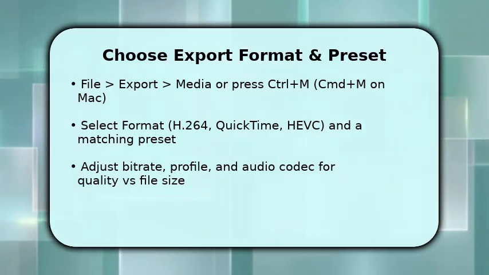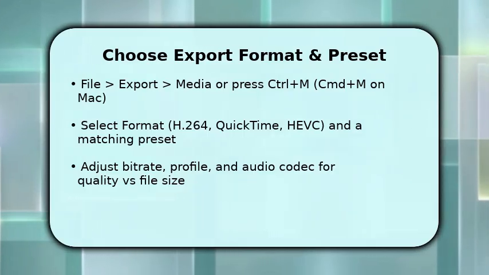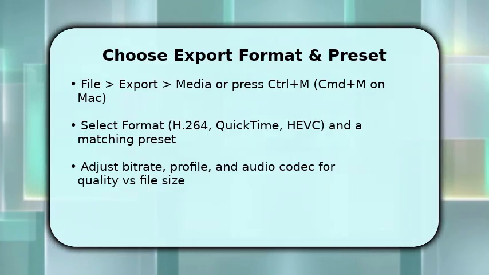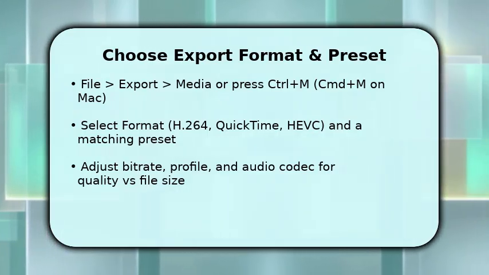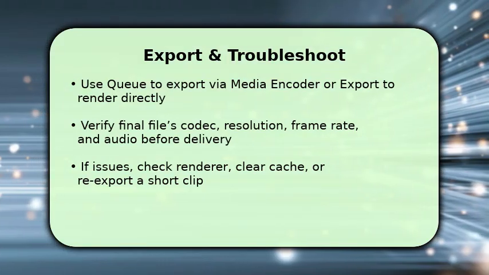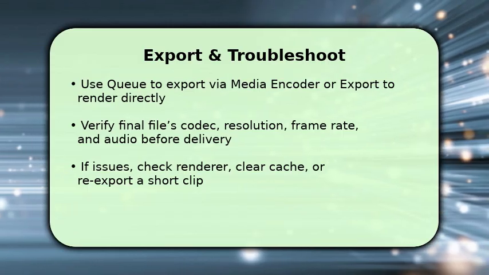Make sure to change the output name to a new file name and check match sequence settings only when necessary. Finally, tweak bitrate settings, VBR 1 pass for speed, VBR 2 pass for quality, so you control file size, and you finish by choosing Q to send the job to Media Encoder or Export to render immediately in Premiere.